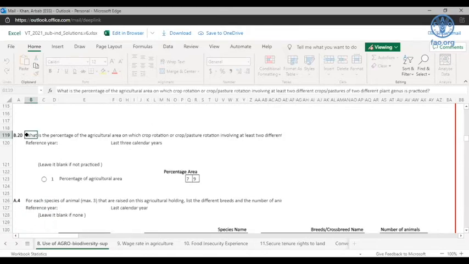Then another question is, what is the percentage of agriculture area on which crop rotation or crop pasture rotation involving at least two different crops or pasture of two different plant genuses is practiced? Again, this is the criteria that was proposed to us by the biodiversity experts, both in-house at FAO as well as the countries with whom we were discussing the biodiversity sub-indicator methodology in detail.